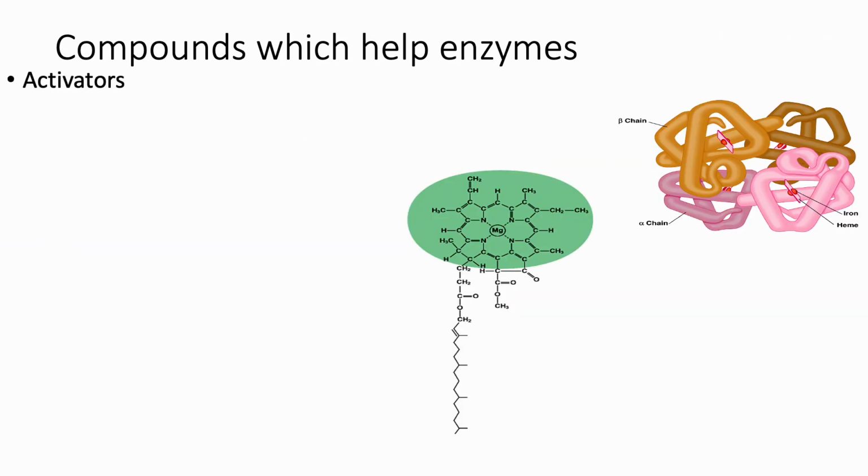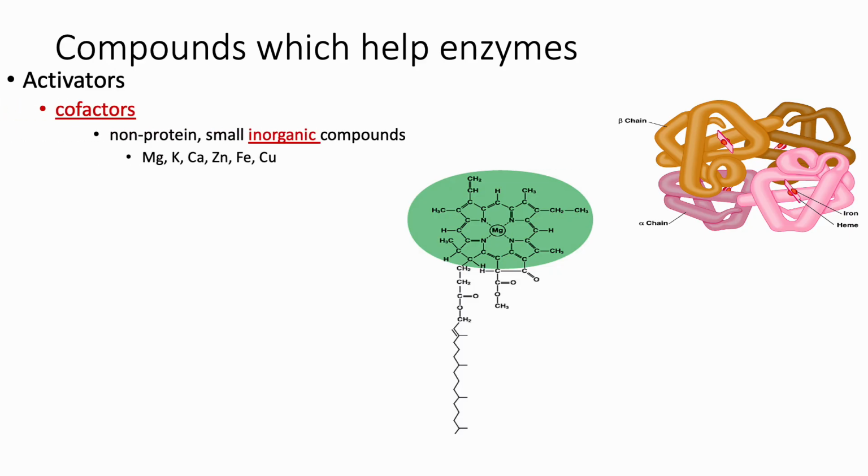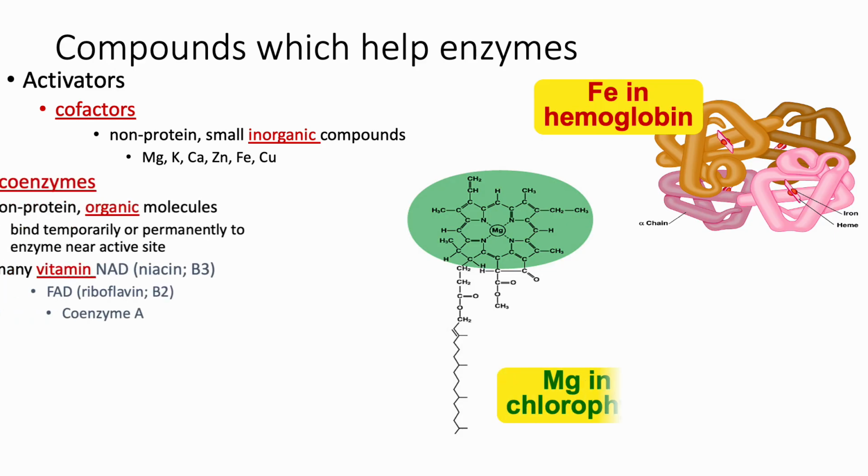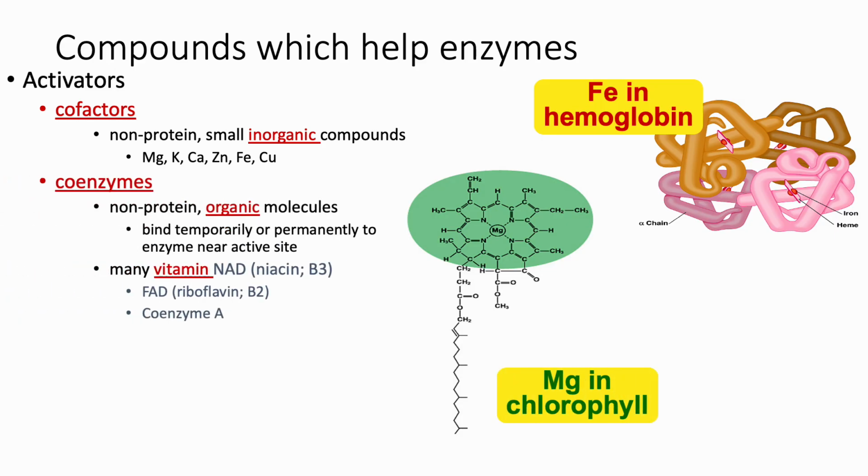Compounds which help enzymes are activators. You have cofactors, which are non-proteins. They're small inorganic compounds. They work with magnesium, potassium, calcium, zinc, iron, and copper. Hemoglobin is aided by iron, and chlorophyll is aided by magnesium.